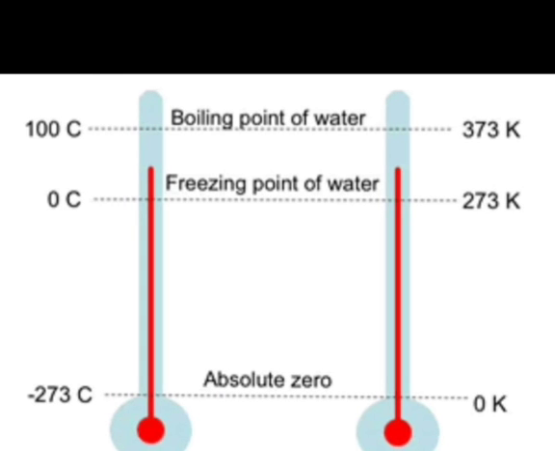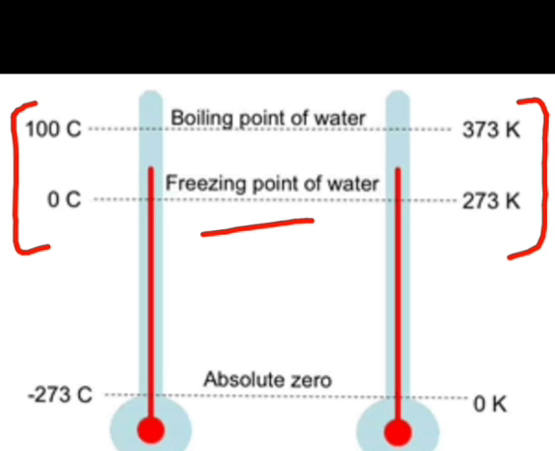So let us start. Here we have two thermometers, one in centigrade and the second in Kelvin. Now observe these two values. On both sides we have written two values. If I ask what is the freezing point of water in Celsius, you have to say 0 degree Celsius. If I ask what is the boiling point of water, you will say 100 degree Celsius.